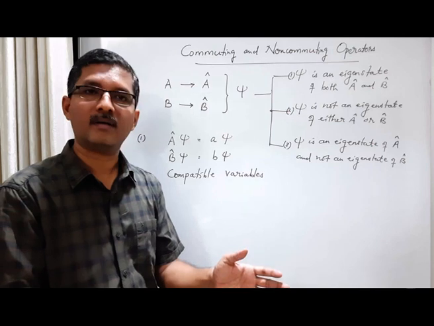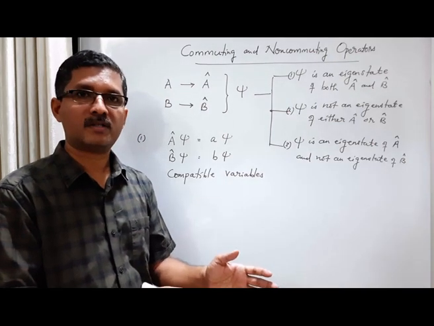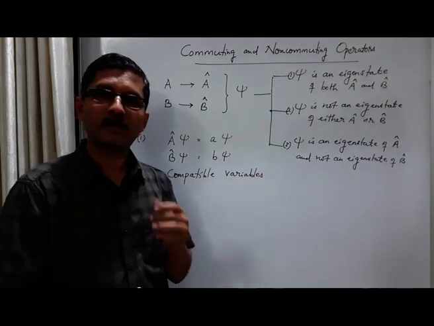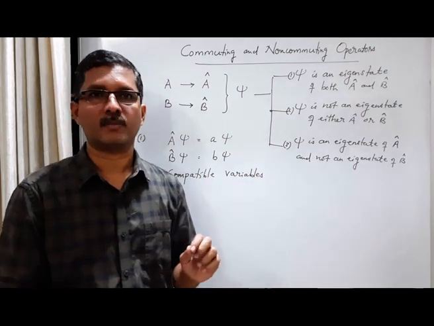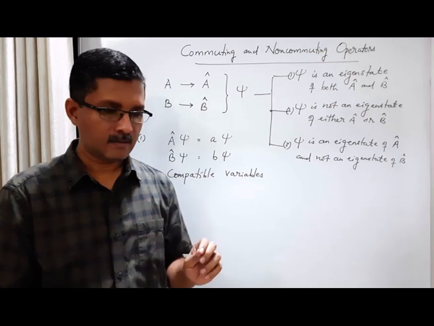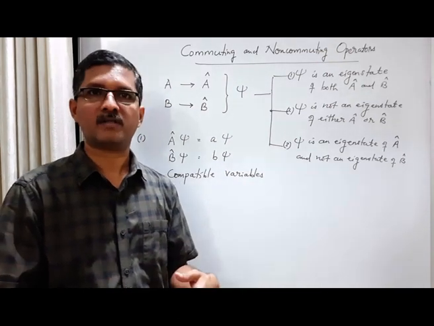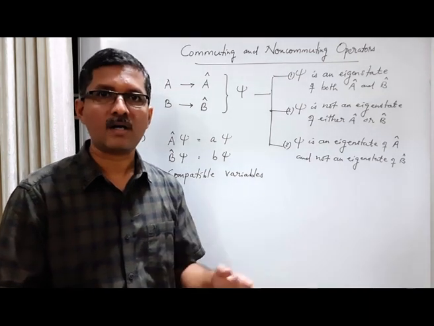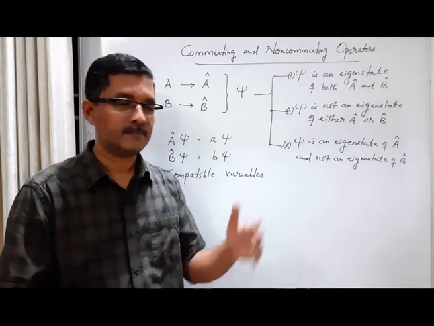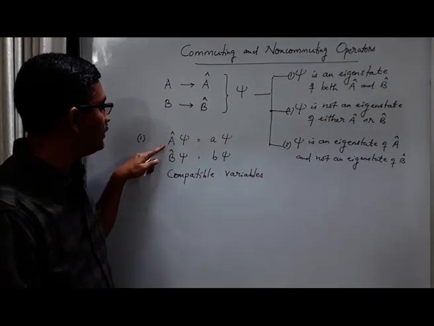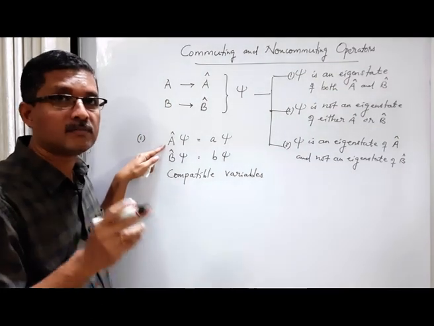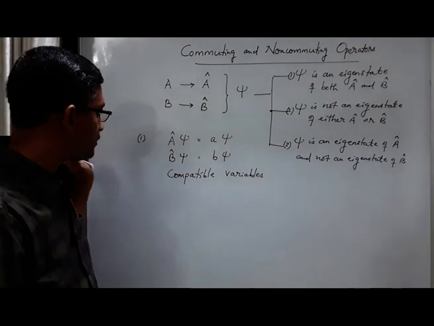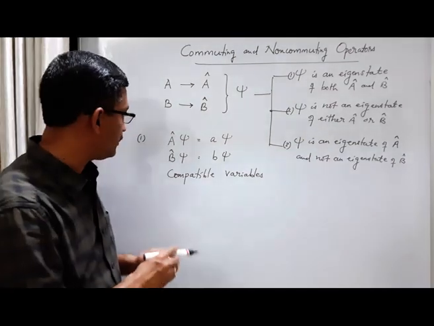Earlier, we made some 10 trials. In 10 members of the ensemble, we measure A, and in the other 10 members of the ensemble, we measure B. This time we take the same member of the ensemble. First we measure A and then we measure B. So it's a sequential measurement, one after the other. So this time we are considering the same member of the ensemble.